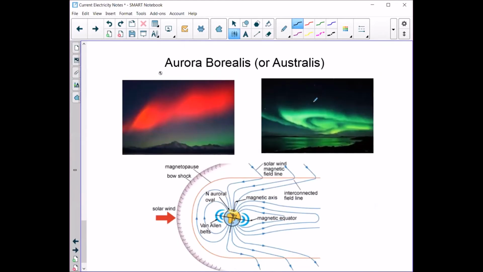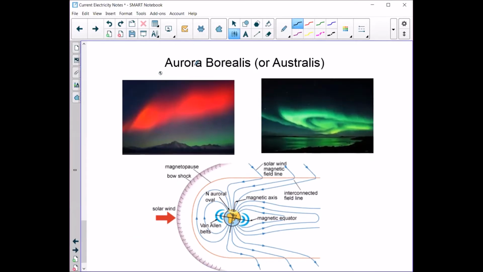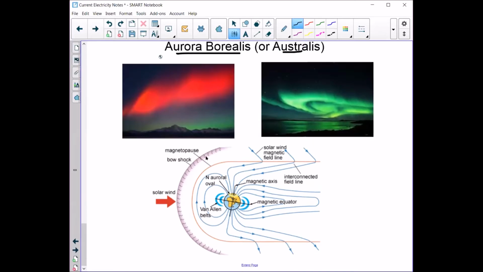An application, showing that the Earth has a magnetosphere, is the Aurora Borealis, or Australis. Aurora Australis should be in the southern hemisphere. The reason we see these northern and southern lights has to do with Earth's magnetosphere. The picture here shows the Earth and the Earth's magnetic field going around. This is a much better picture of what it looks like.